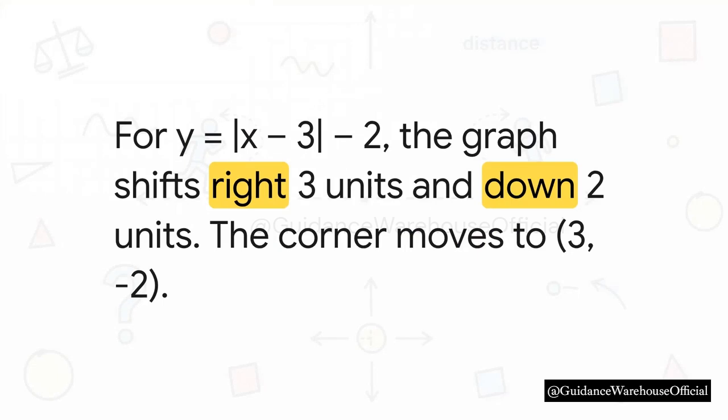Now let's start moving it. Look at this new equation. The number that's inside the bars with the x, that controls our side-to-side, or horizontal shift. Now here's the one tricky part you got to remember. A -3 actually moves the graph to the right by 3. It's a little counterintuitive, I know. Then, the number outside the bars, that's our up and down, or vertical shift. A -2 moves the whole graph down by 2. So where's our new corner? It's moved from 0, 0 all the way over to 3, -2. It's as simple as that.